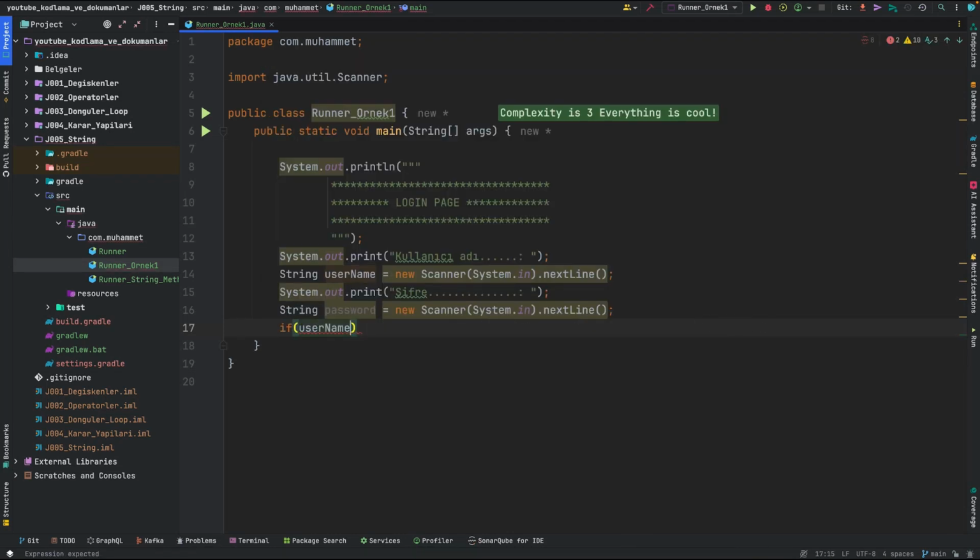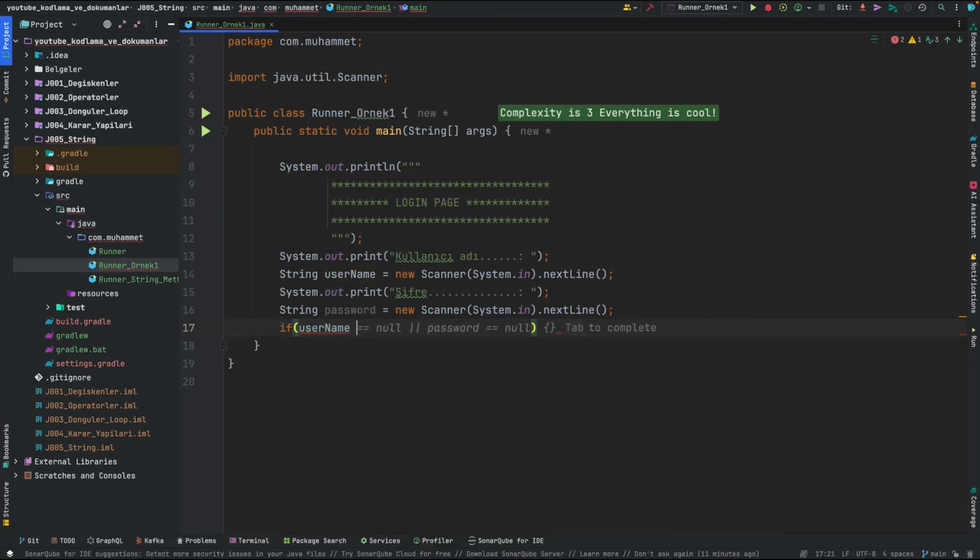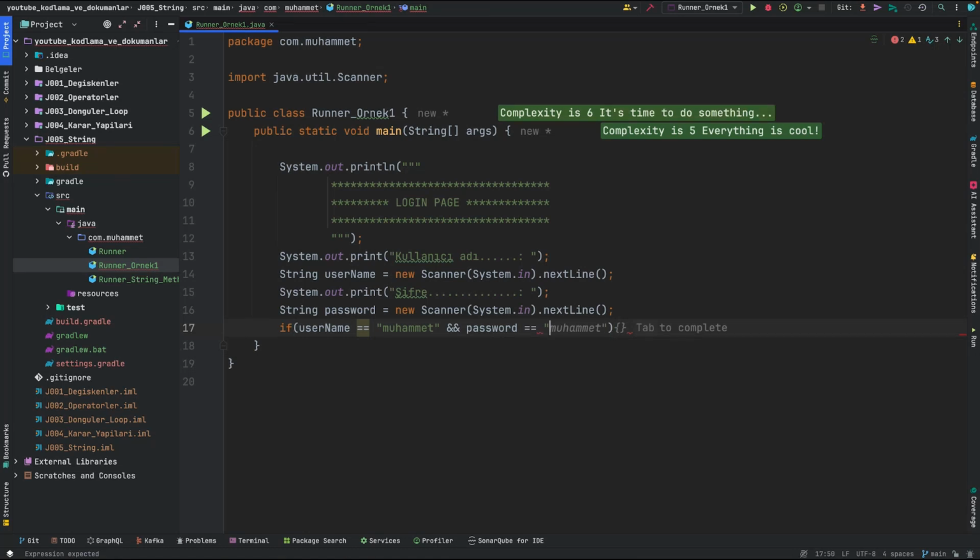If username, sorry, if username equals, what should it be? For example, what should the username be? Let it be Muhammet. And at the same time, if password equals, what should it be?